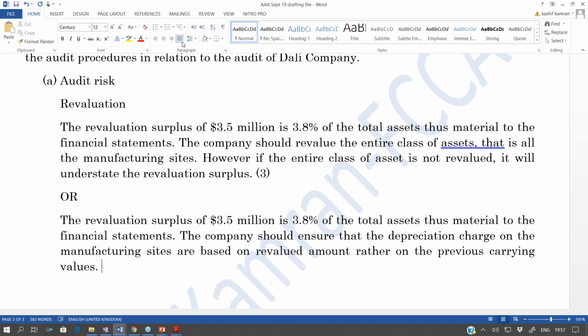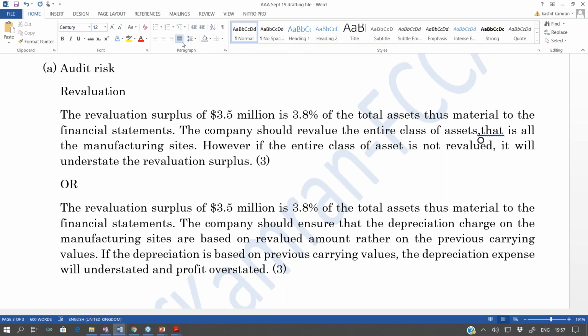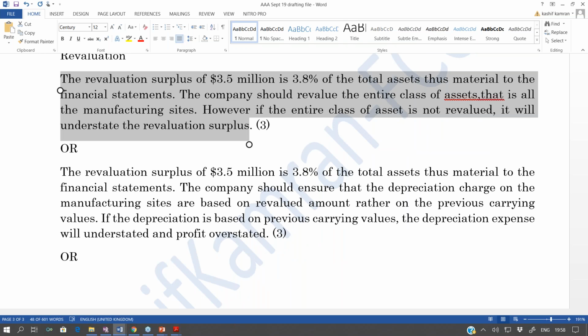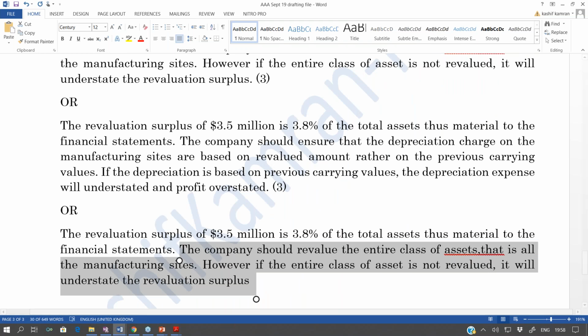The company should ensure that the depreciation charge on manufacturing sites are based on revalued amount rather than on the previous carrying values. If the depreciation is based on previous carrying values, the depreciation expense will be understated and profit overstated. Bracket close, 3 marks. If you don't want to write this in the exam paper, then write this in the exam paper. Again, copy the same situation from above, paste it down. It's 3.8%. I'm writing or, right?